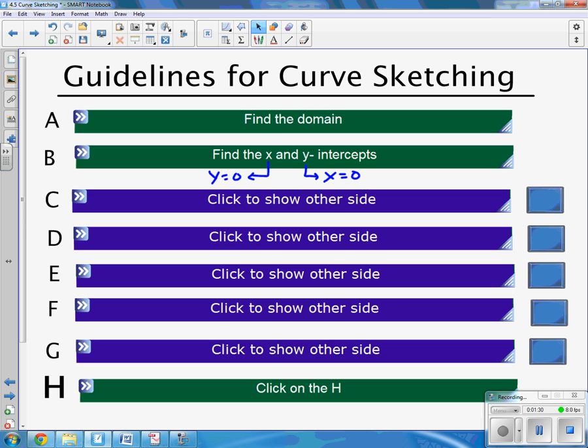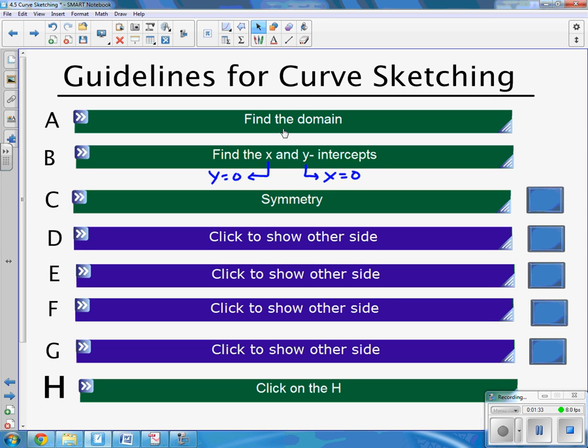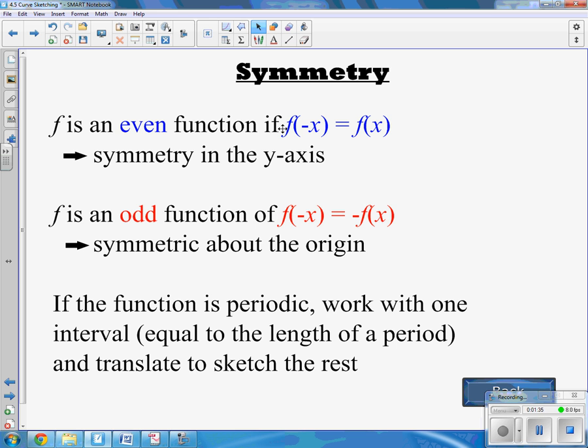Third, we're going to want to look for the symmetry in the graph. I'll go into this one a little bit more. For even functions, when we plug in negative x into the function, we get the original function back out. So we know that this graph would have symmetry in the y-axis. If f is an odd function, if we plug in that negative x again, we get the opposite function. And we can also conclude that it's symmetric about the origin.